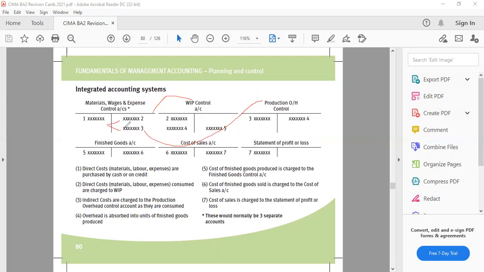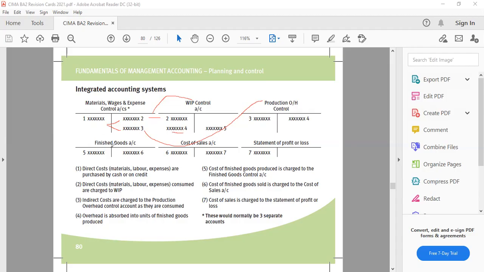What happens in work in progress control account? It receives the amount from the material, wages, expense control account. The direct portion of it is received. Then we see 4 and 5. So 4 talks about in work in process control account, overhead is absorbed into units of finished goods produced. These are at the rate of some overhead rate. These are not actual amounts incurred.